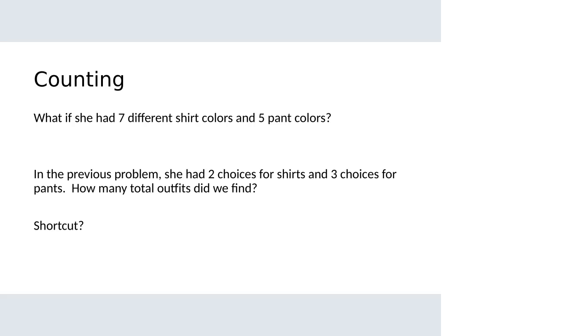what if she had 7 different color shirts and 5 different colored pants? Well, I don't want to start listing those out. I mean, just the shirt colors: red, orange, yellow, green, blue, indigo, violet. And now I want to pair those up with all the pant colors. No, I don't want to list these out. This is too much trouble. There's got to be a better way. Let's think about that better way. In the last problem, she had 2 choices for shirts and 3 choices for pants, and we came up with 6 total outfits.